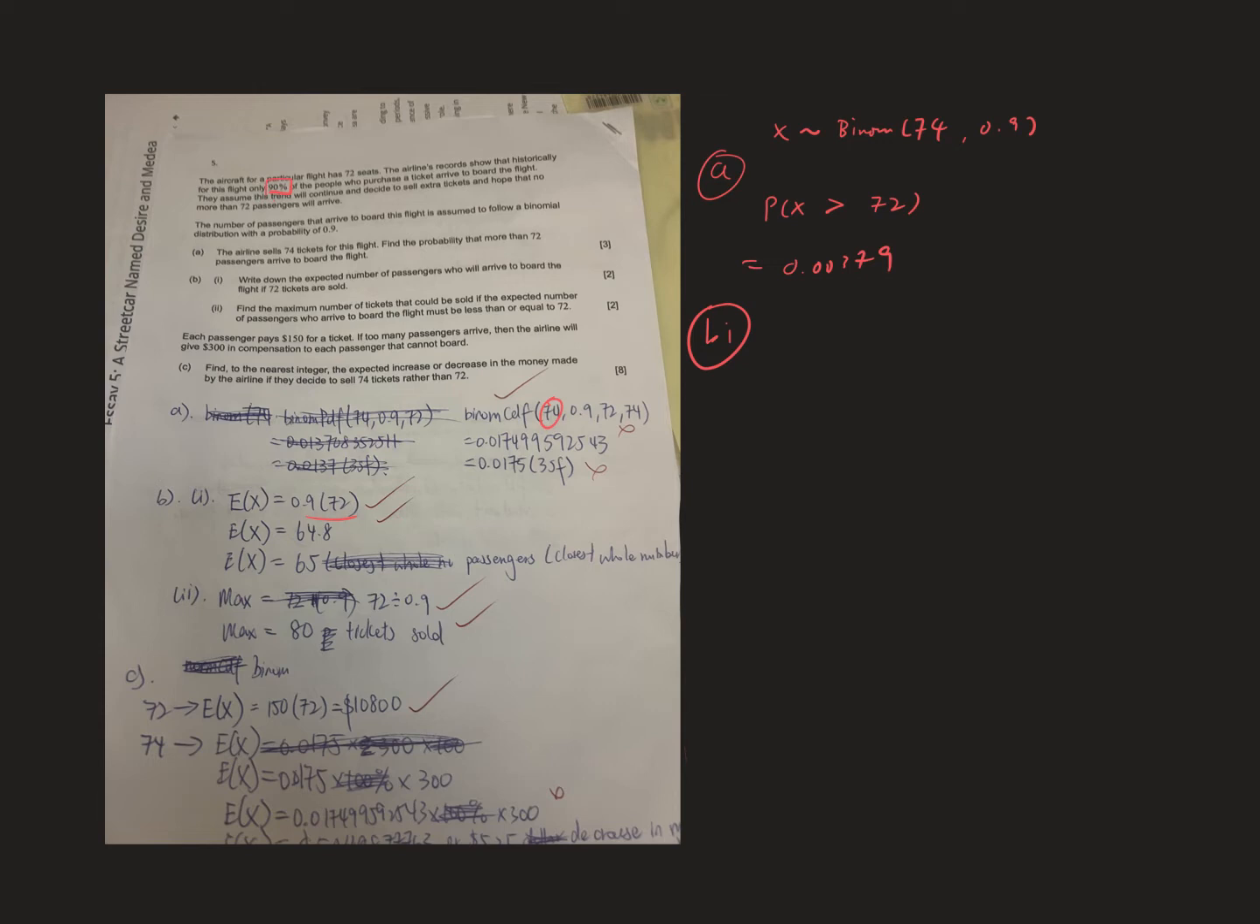And then for B1, the next part is talking about the expected number if 72 tickets are sold instead of 74. Therefore it should be 0.9 times 72, which is 64.8, approximately equal to 65.